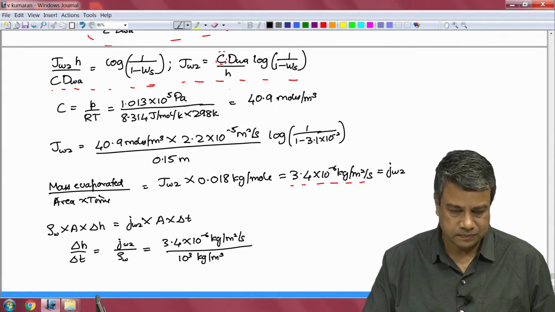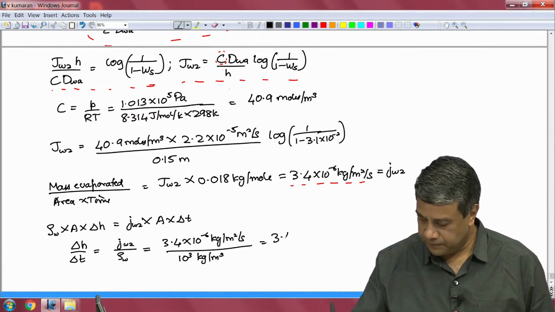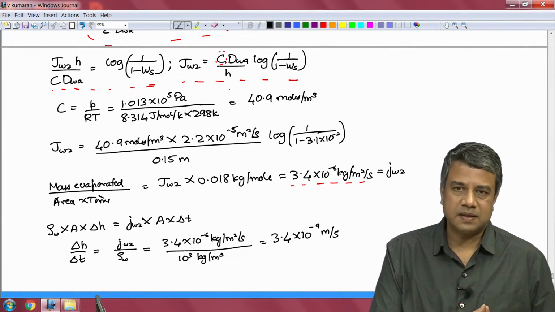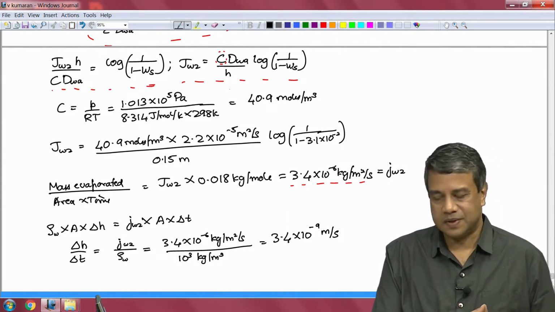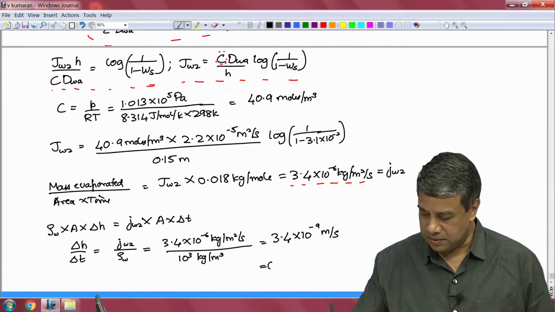Which is about 3.4 into 10 power minus 9 meters per second. That is, about 3 nanometers a second is approximately how much the height decreases by. And if you work it out for a full day, this comes out to be about 0.29 millimeters per day.